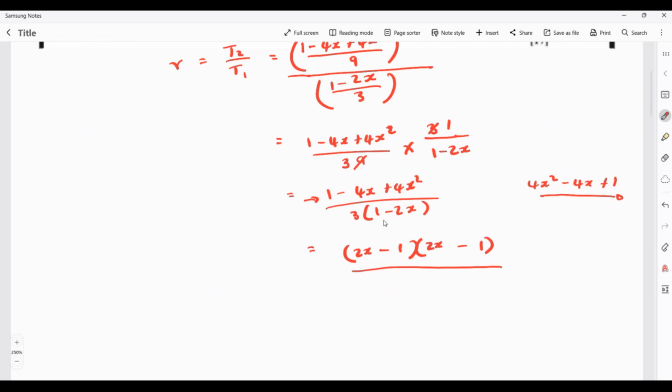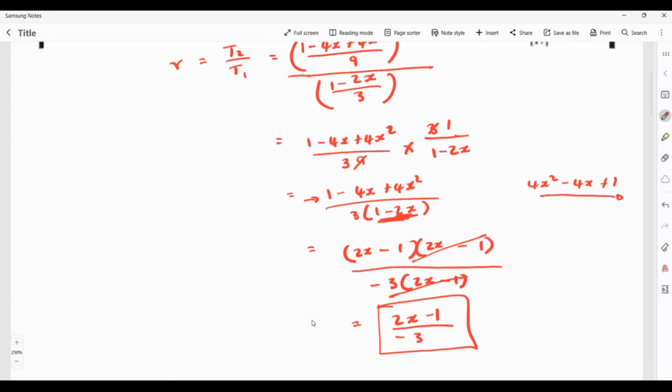But on the denominator, I'm going to rearrange this. The way I rearrange it, I factor out the negative, which means I will say negative 3 into 2x. I took this negative out, so this one will become a positive, and that one will become a negative 1 over there. You see now, life is simple. I can just cancel and cancel. What am I left with? I'm left with 2x minus 1 divided by negative 3. This is r in terms of x. That's your r. As simple as that.